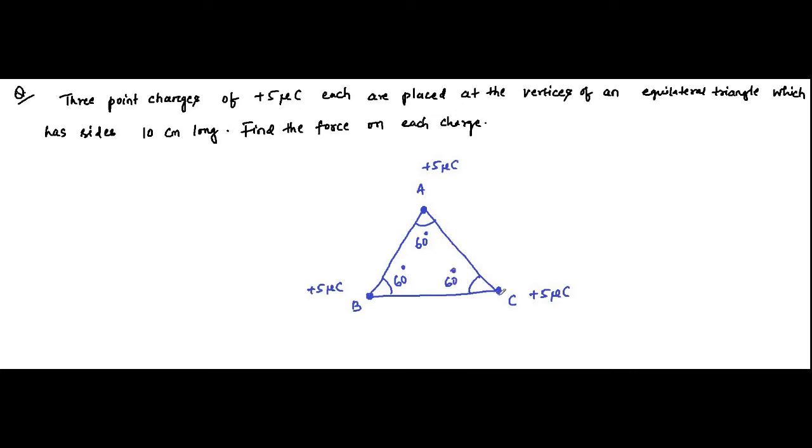Now the force acting on any of these three charges, they are equal. The net force acting on any of these three charges which are placed at A, B and C is equal. Why? Because all the three sides are equal, angles are equal, and the magnitude of charge, plus 5 microcoulomb, is also equal. So if we pick any one particular point and find the net force acting on it, that will be the force acting on the other two points as well. So let us say we pick point C, plus 5 microcoulomb at C.